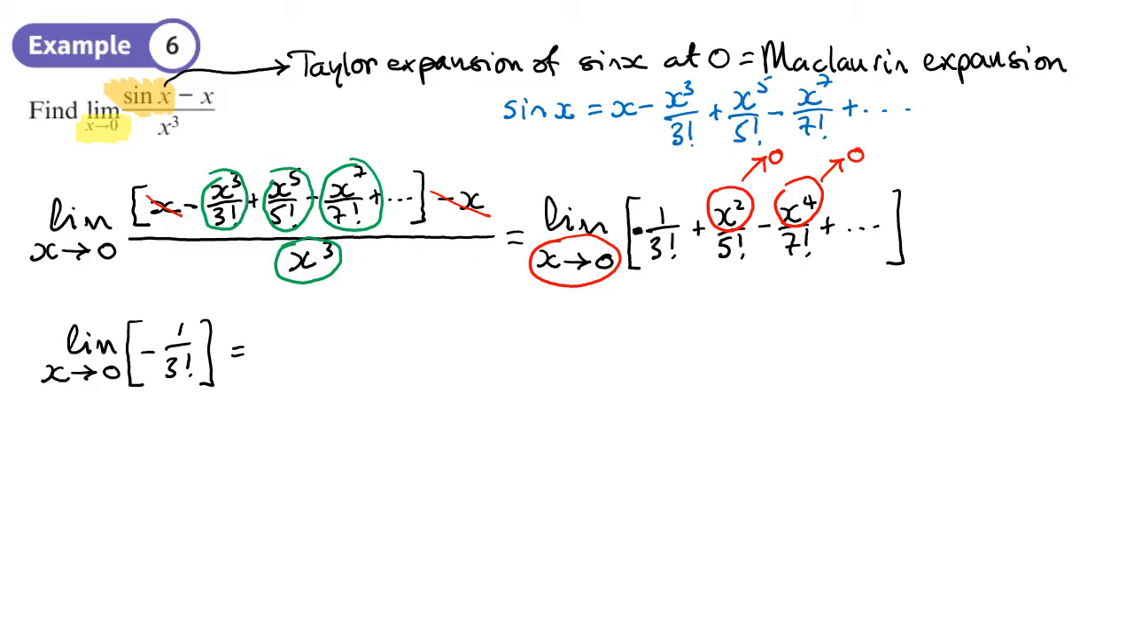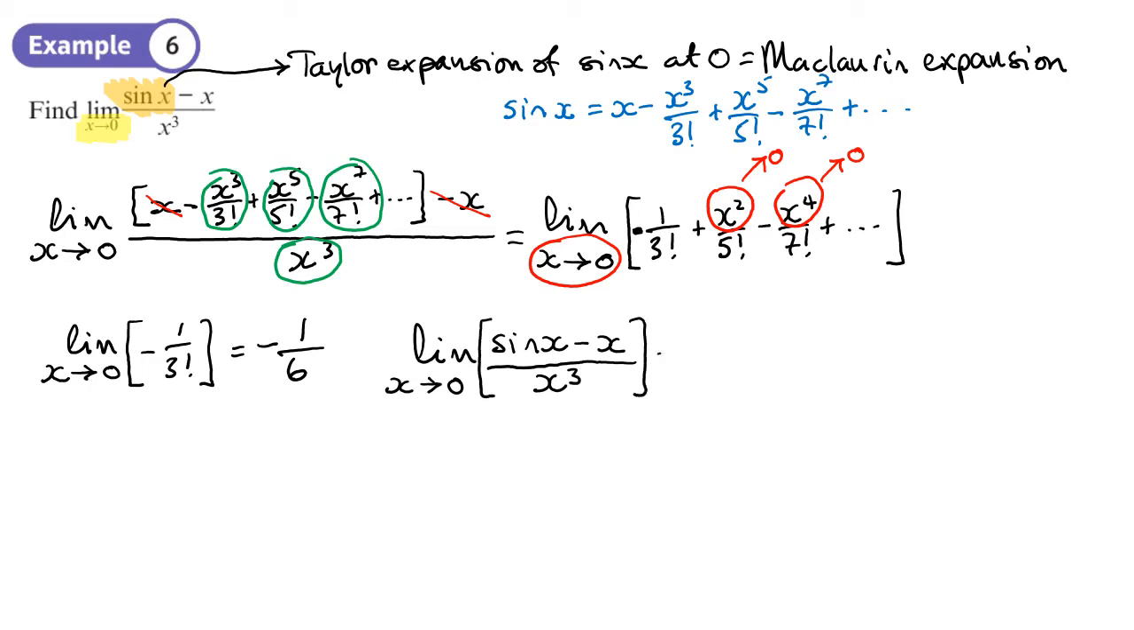which is negative 1/6. So we could say that our limit, so answering the question, as x tends to 0 of sine x minus x over x cubed equals negative 1/6. So there we use the Taylor expansion of sine x at 0, which is basically the Maclaurin expansion, to replace sin x with this series expansion, and then the rest is just algebraic simplification.